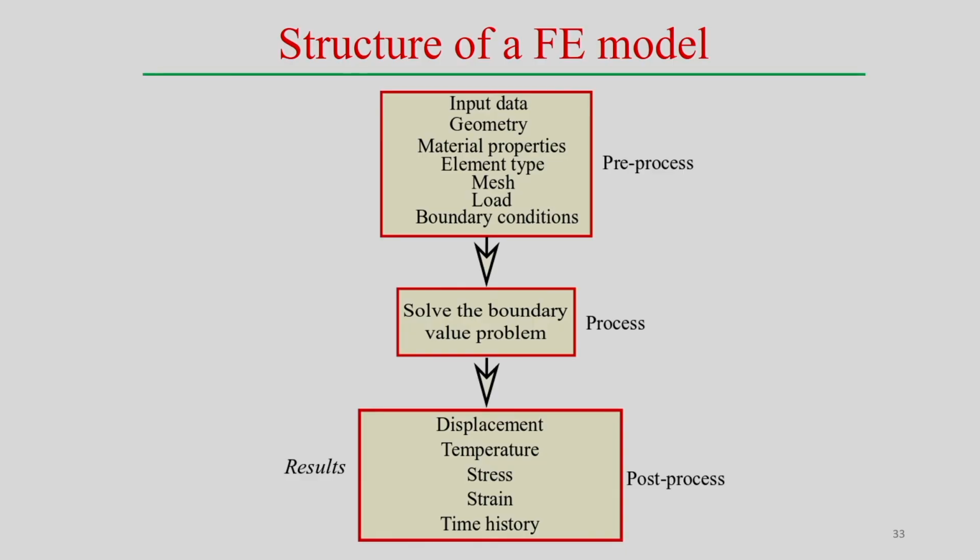Now, in detail, the pre-processing. In pre-processing we get the required input data, then the geometry, which is the solution domain, then the material properties, then the type of element we can use, what meshing we can do, how we can apply the load, maybe a thermal load or a mechanical load, and finally the application of the boundary conditions. All this pre-processing is required.